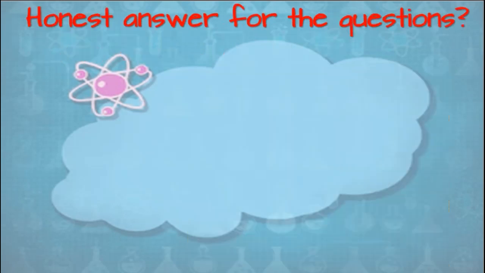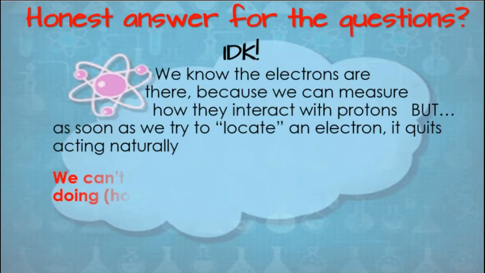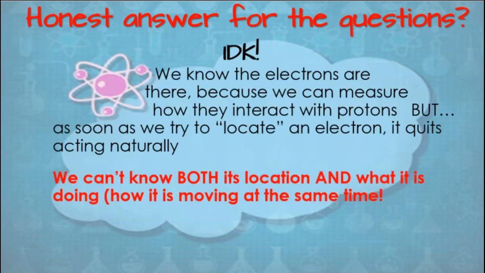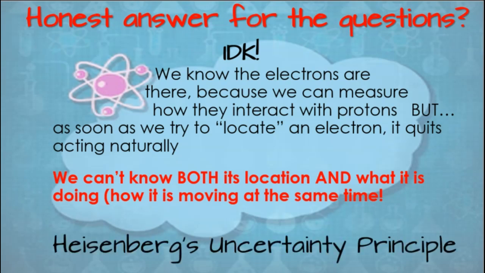And just like this picture, the honest answer for most of the questions that we're asking today is that we're really not sure. We don't know exactly where the electrons are because we either know where they are the split second we took the picture, but as soon as we take that picture, they're no longer there, or we know what they're doing. We can't know both. This is known as Heisenberg's uncertainty principle.